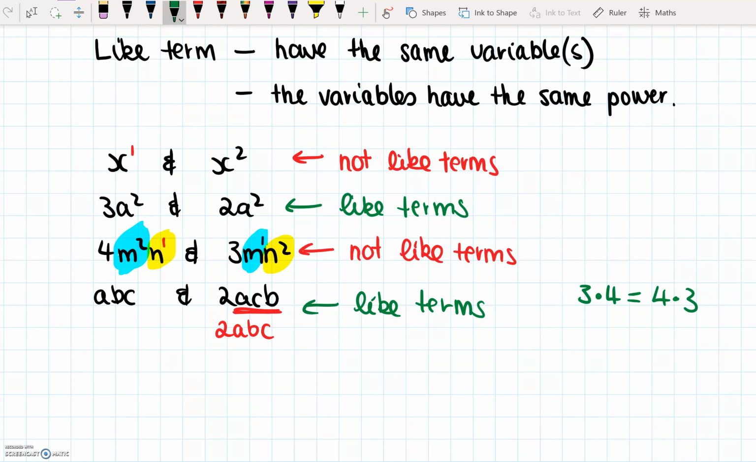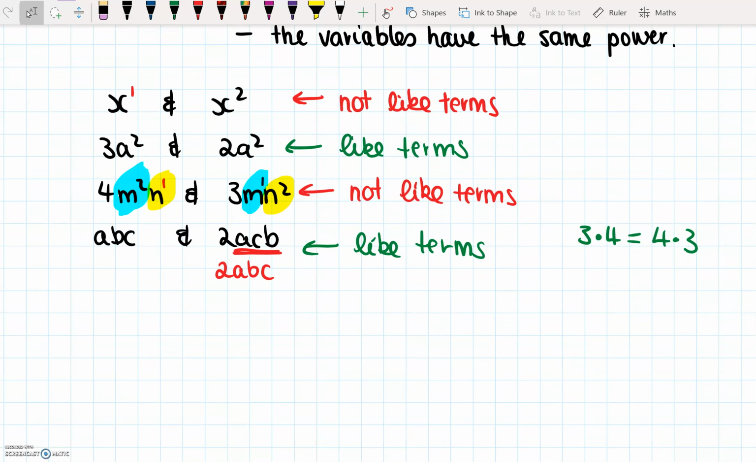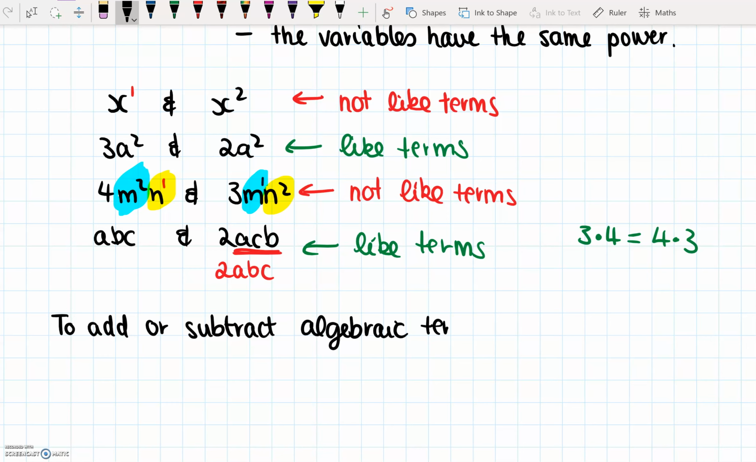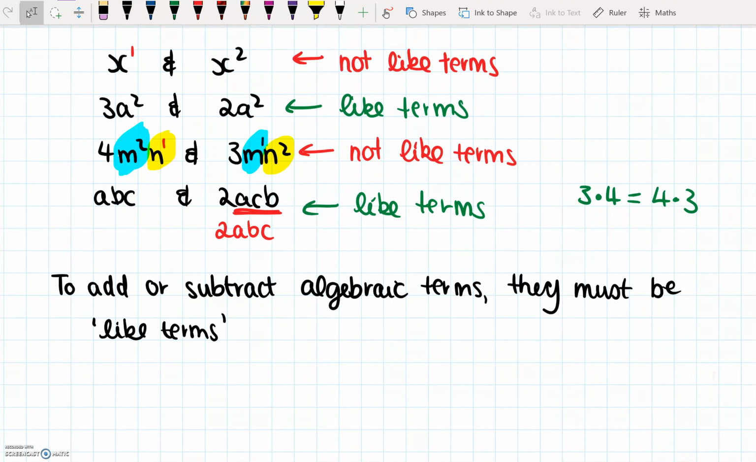Now, if you want to add or subtract two algebraic terms, they must be like terms. So before you add or subtract, you need to check to make sure they have the same variable and that the variables have the same power.